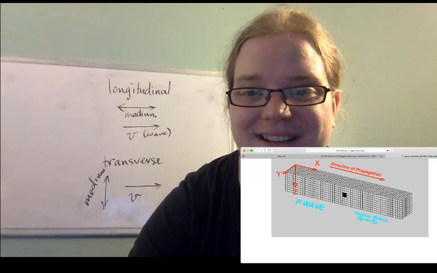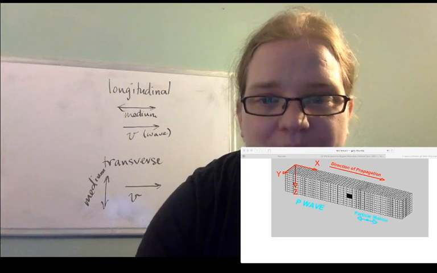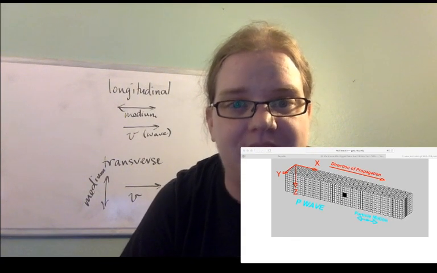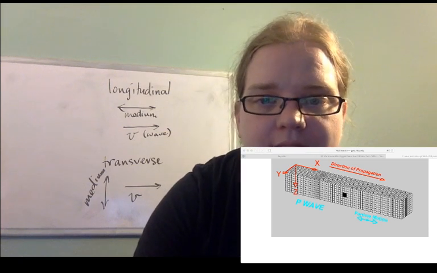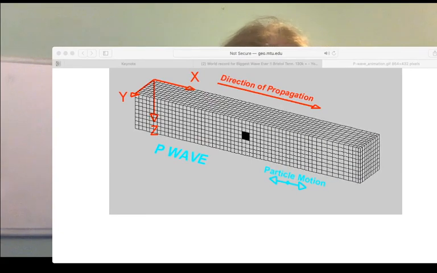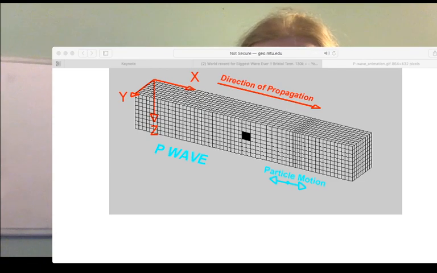Anyways, here's the GIF of the P wave. You can see here the squares represent the Earth, and you can see what's happening with the actual compression of the Earth, and that black square just helps you see what happens at a particular point. So this wave is longitudinal. And it's a wave pulse, not necessarily a periodic wave, although of course earthquakes can repeat. But that's the P wave.